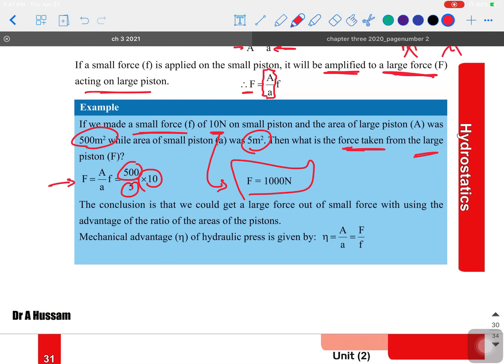This means that the large force came out of a small force using the advantage of the ratio between the areas of the pistons. That's why we call it mechanical advantage, and we denote it with this letter, which is called eta and is written like that.